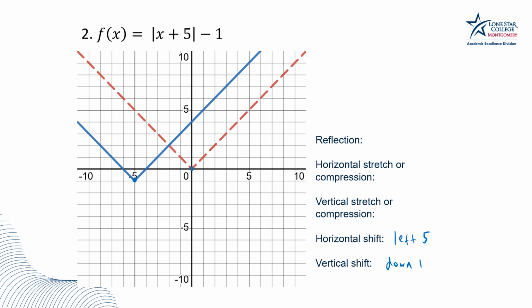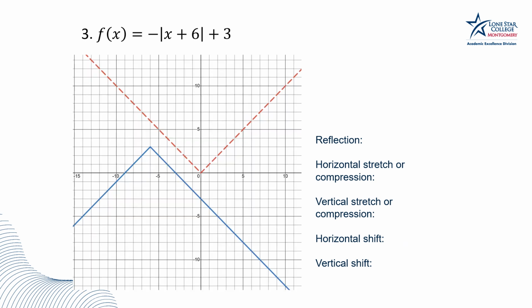For the function f(x) = −|x + 6| + 3, there are three transformations: the negative on the outside, the +6 on the inside, and then the +3 at the end right there. So first off, the negative on the outside is considered a reflection, and it's a reflection across the x-axis.